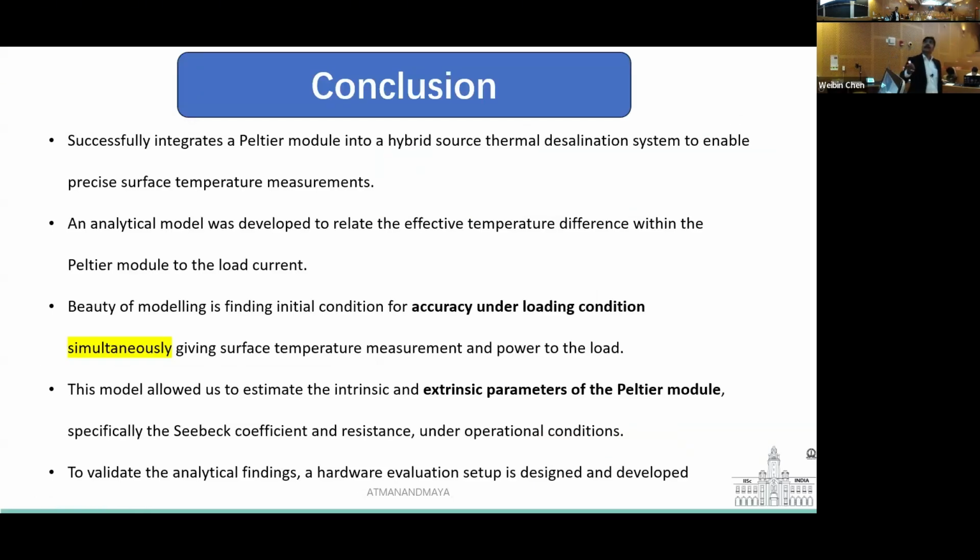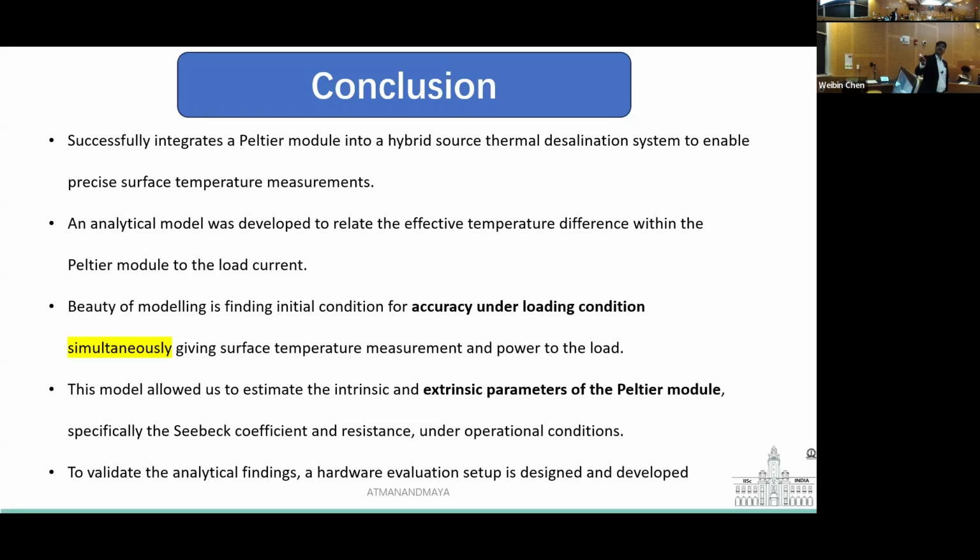In conclusion, I successfully integrated a Peltier module into a hybrid source thermal desalination system to enable precise surface temperature measurement, and I developed an analytical model with the load current. The beauty of this modeling is finding the initial condition. Because of this initial condition, accuracy under loading is very high. You can develop this kind of thing with a thermal network too, but to find what is happening at the initial condition, I needed to develop this initial condition.